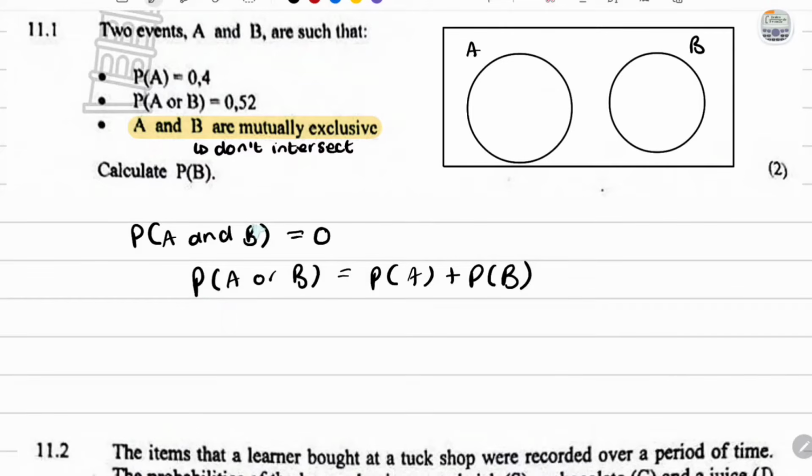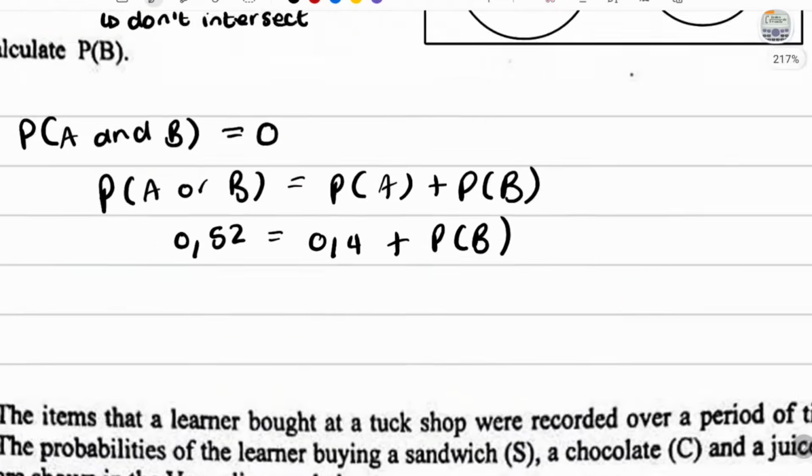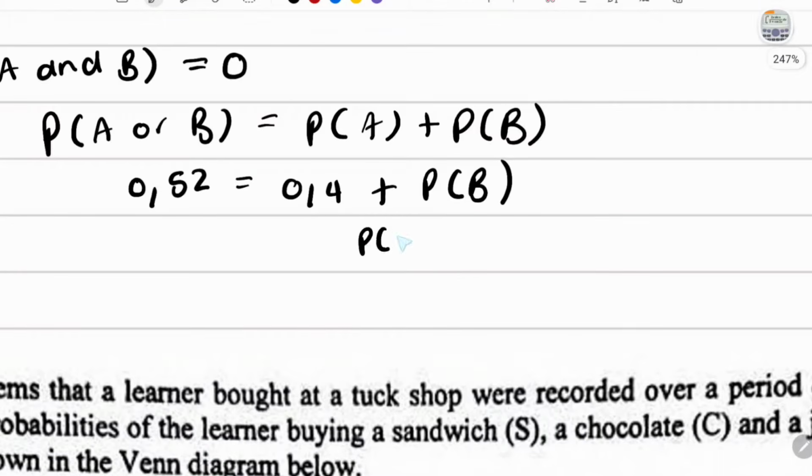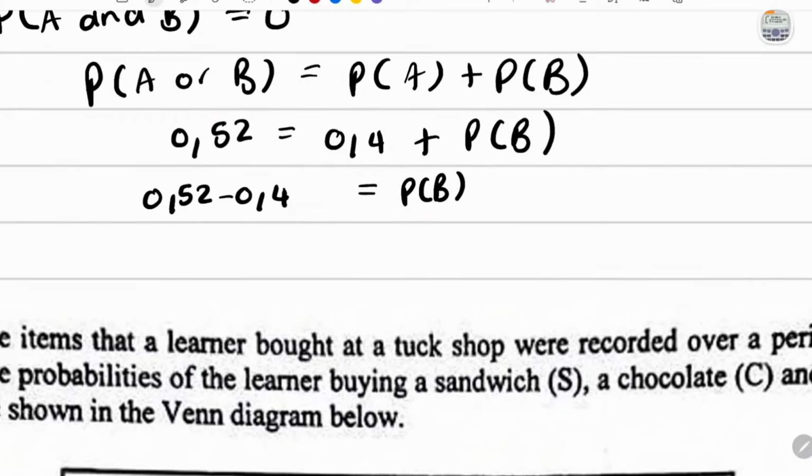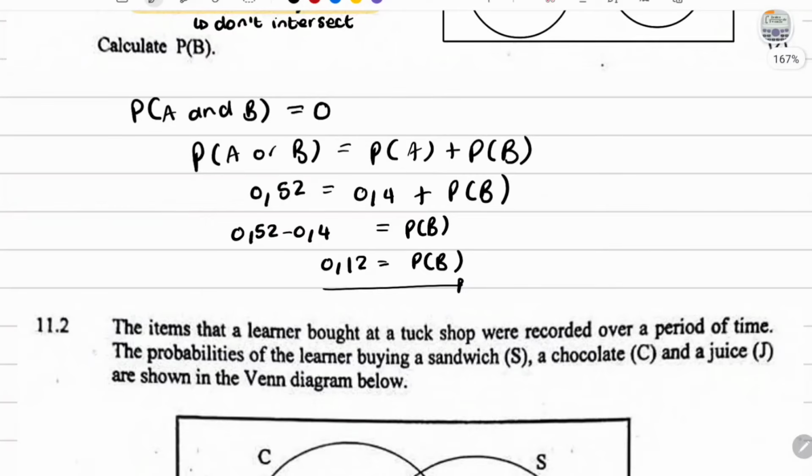So the probability of A or B, they told us, was 0.52. This is equal to the probability of A, which is 0.4, plus the probability of B, which is what we are looking for. Now you see that we have formed an equation. We can leave the probability of B on one side and say 0.52, and take the 0.4 over. It's like 52 minus 40, which will give you 0.12. And that would be your probability of B. Okay, moving on to the next question.